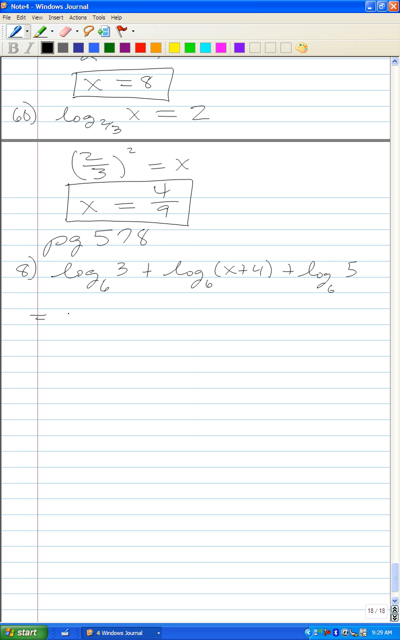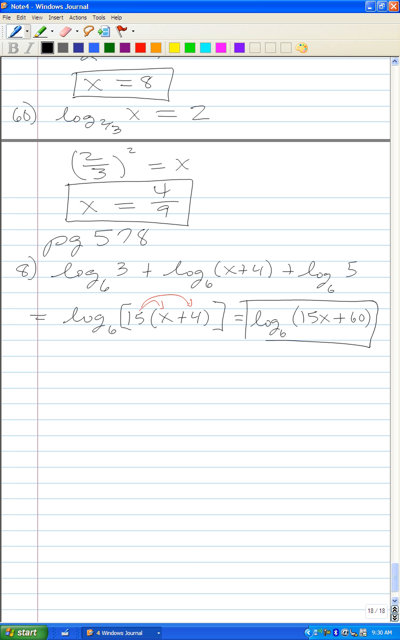And so this is equal to log base 6 of the product. Well, 3 times 5 is 15 times, well, x plus 4. Let me actually multiply the 15 inside the parentheses. So this is equal to log base 6 of 15x plus 60. And that is your answer.